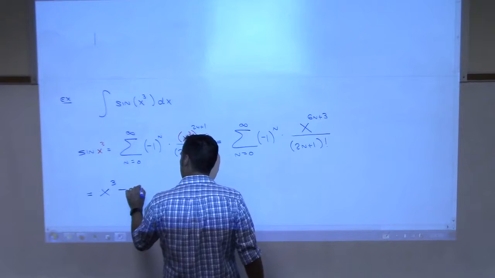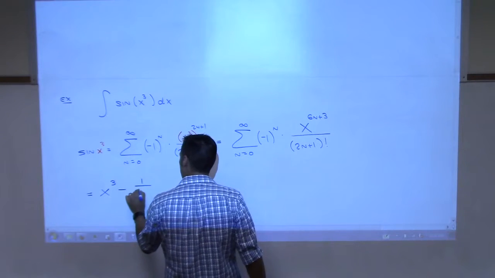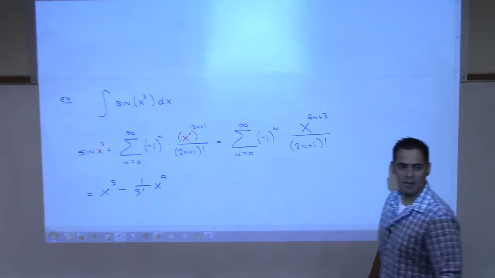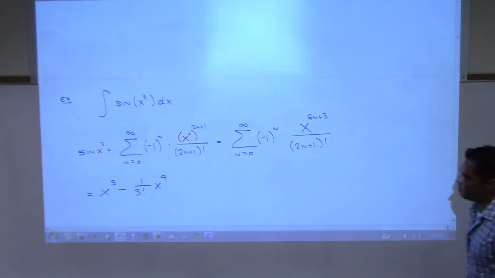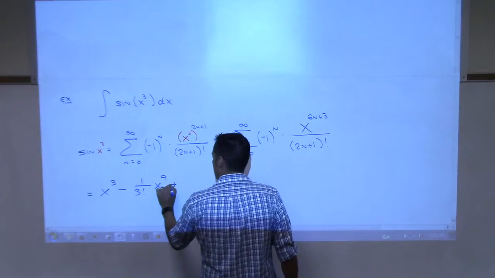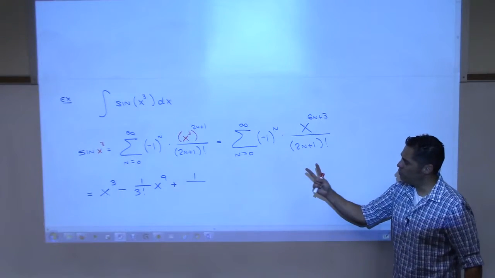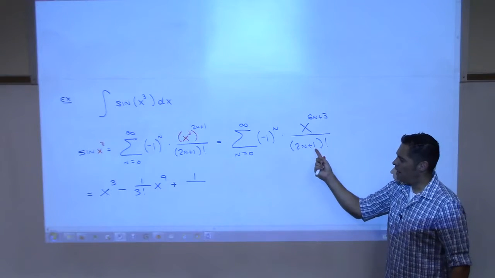Negative x to the 9th over 3 factorial. I'm going to write it this way: 1 over 3 factorial, x to the 9th with a negative out front. That's the same thing. The next one should be a plus. I should have 1 over, what's the factorial going to be here? If I'm plugging in 2 for n, 5 factorial?